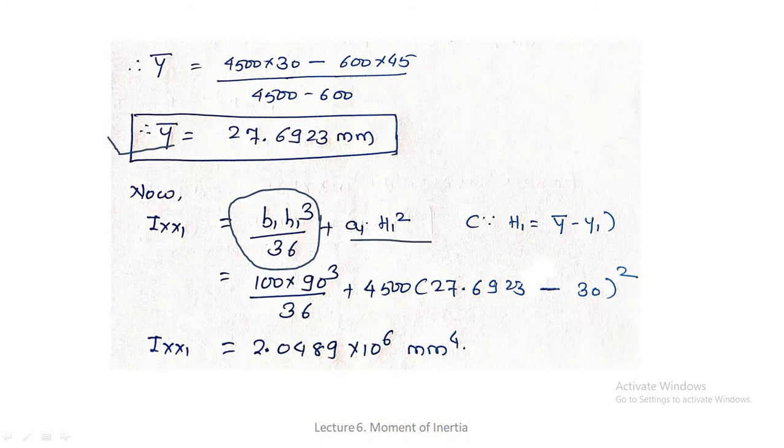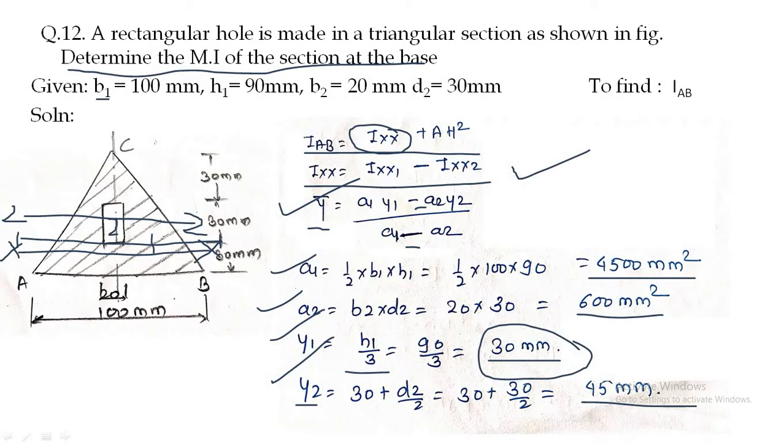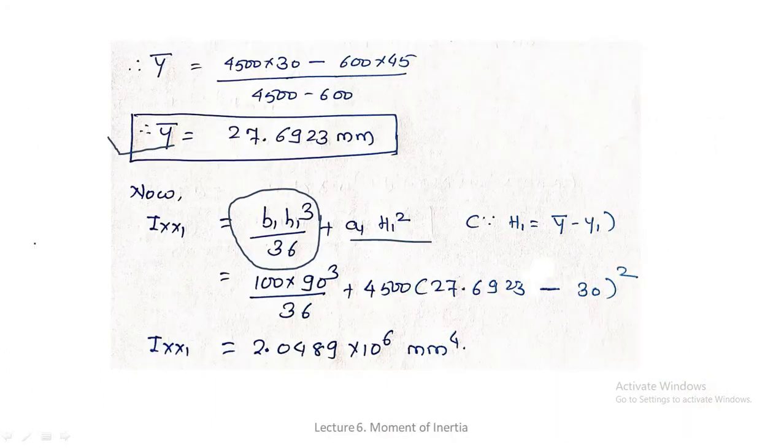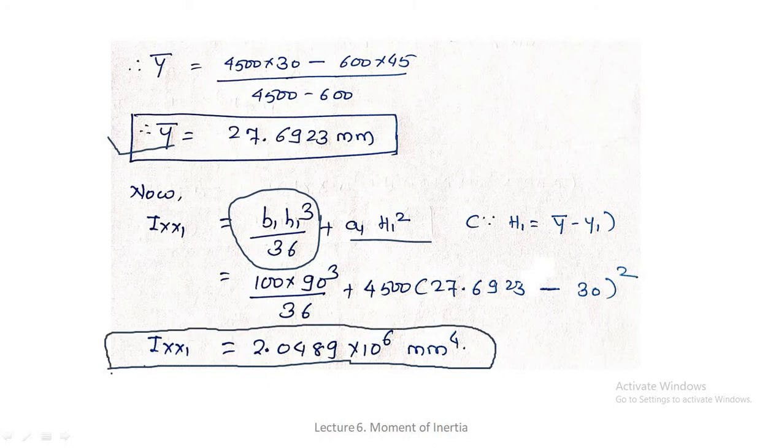Okay, so b1 h1 cubed upon 36 plus A1 h1 squared. What is A1? A1 is the area of the triangle. H1 is the distance between the horizontal central axis of the triangle and the horizontal central axis of the plane. The horizontal central axis of the triangle is this one that I have written over here, and the horizontal central axis of our whole plane is xx, as you can see. The distance between these two is our h1, which will be equal to y bar minus y1. So putting those values, we get Ixx1 equal to 2.0489 into 10 raised to 6 mm raised to 4. Okay, so now we have the value of Ixx1.